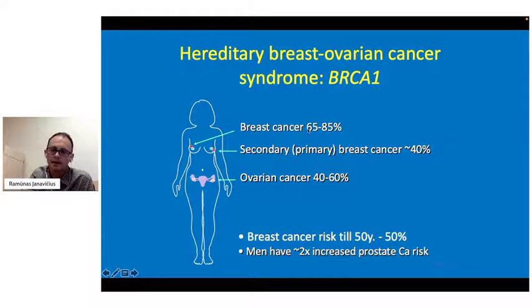And again, I will draw attention to the wide range of risk. Here, obviously, the higher rates come from retrospective studies, and the slightly lower from prospective studies. So usually in clinical practice we use an approximation, like an average risk of about 70% or 40 to 50%. Again, men have about a 2-fold increase in prostate cancer risk.